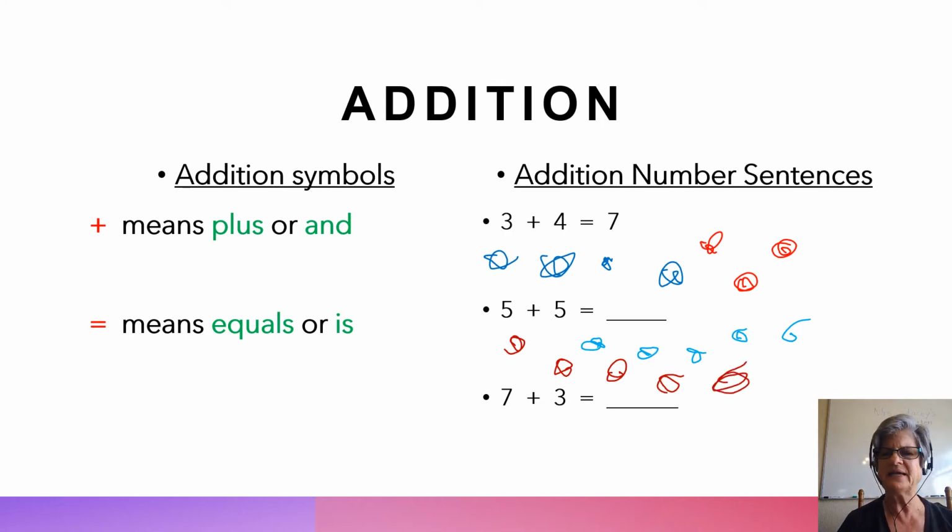And I need to make sure I have 5 circles. 1, 2, 3, 4, 5. Because if you goof, then you won't get the right answer, right? So I made sure I have 5 blue circles, which I did. And then I have to make sure I have 5 red circles, which I did. Now I count all of them to see how many I have in all. As I count, you point to them.